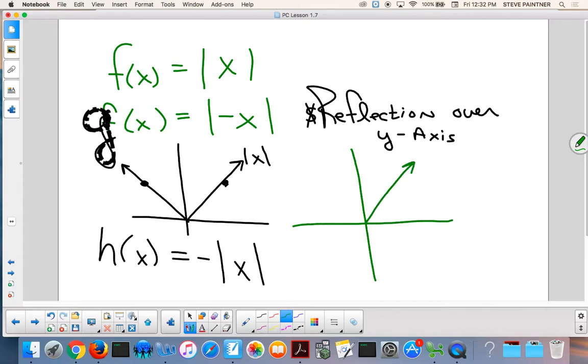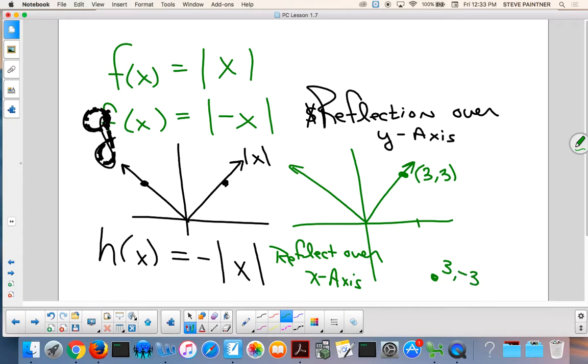Here's your function, right? That's the parent. But when you reflect it over, what am I reflecting over? X-axis. Now, this point, which might be 3, 3, becomes what? +3, -3. Yeah, now it becomes right here, 3, -3, just like that. Let's go that way, and then it's going to go that way. Make sense?